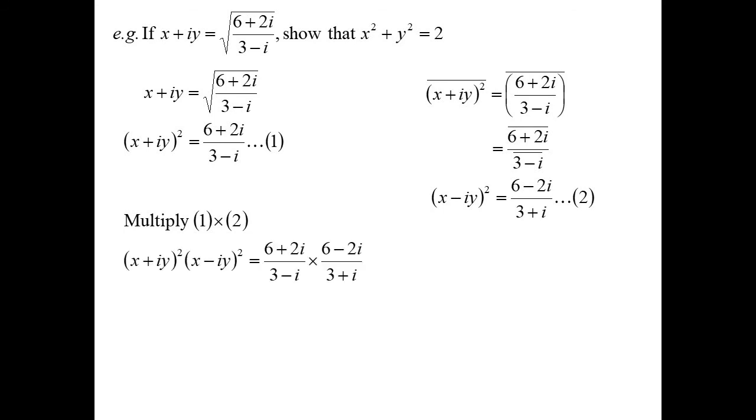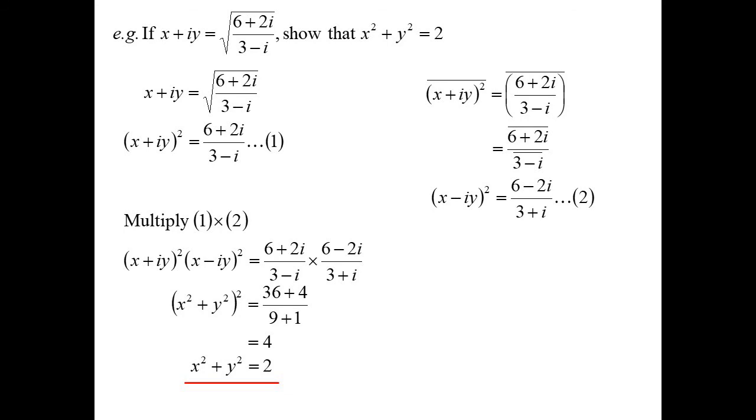Because on the left-hand side, I have the difference of two squares squared, but because it's an imaginary number there, it's actually going to be (x squared plus y squared) squared. And on the right-hand side, I've just got the conjugates multiplied by each other. So we end up with (x squared plus y squared) squared is (6 squared plus 2 squared) over (3 squared plus 1 squared), which turns out to be 4. Therefore, x squared plus y squared is 2.